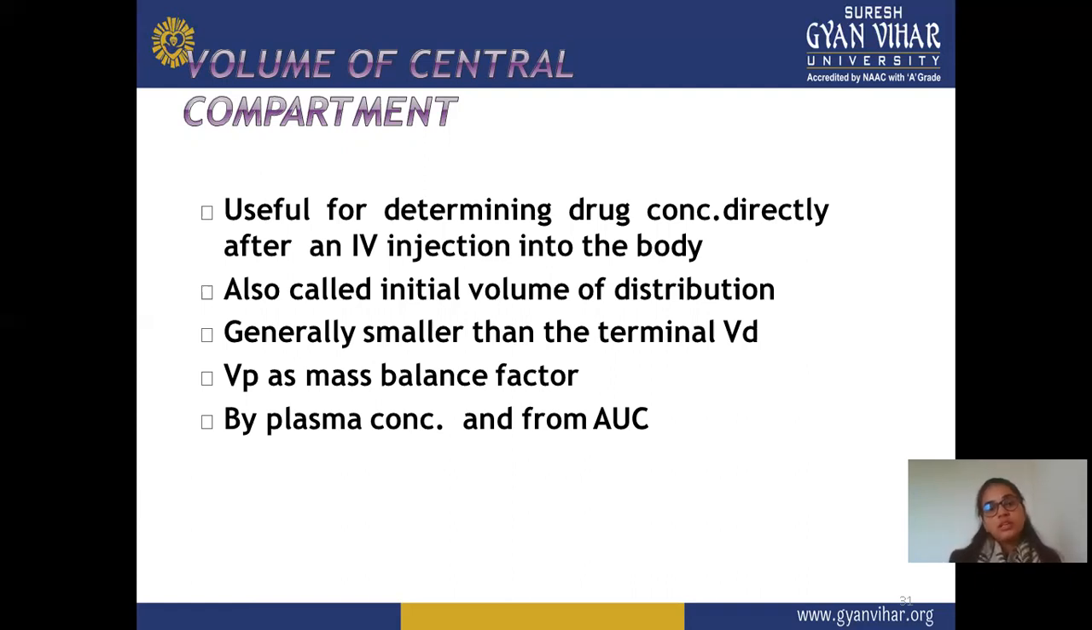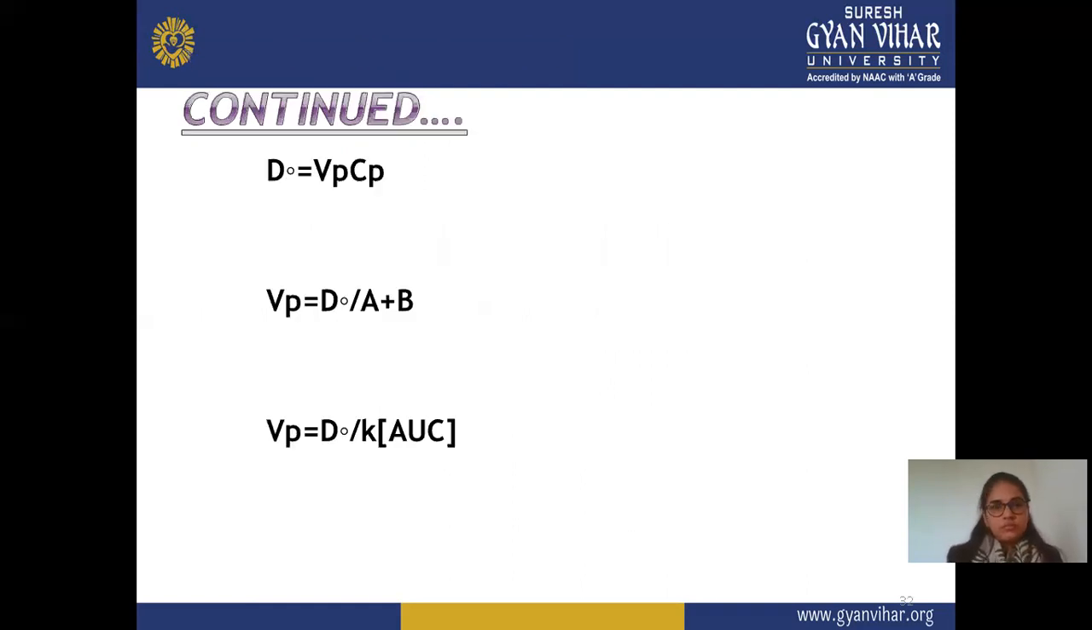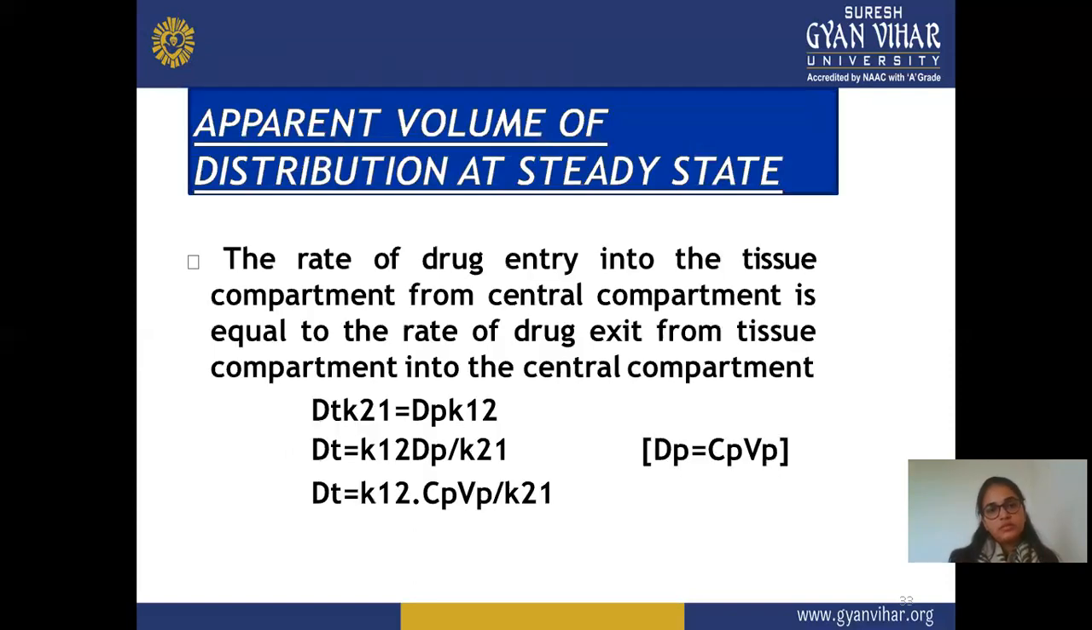And BP is the mass balance factor, where we have to check the plasma concentration from AUC, that is, the area under the curve. Here, B is equal to BP, Cp in the central as well as the peripheral or tissue compartment. BP is equal to D divided by E plus B, and BP is equal to D divided by A in bracket K in bracket AUC, constant area under the curve.